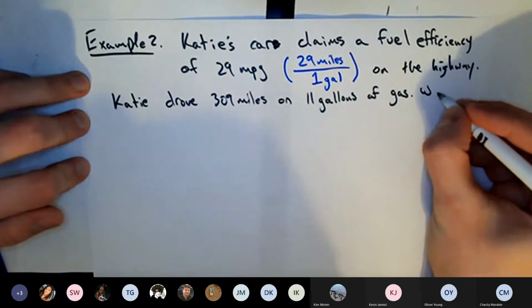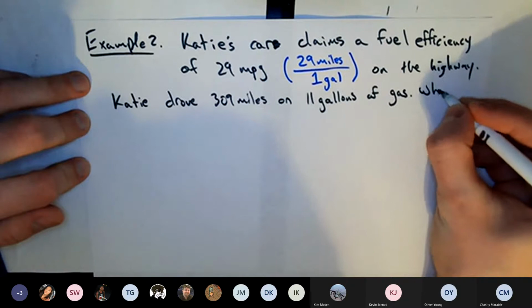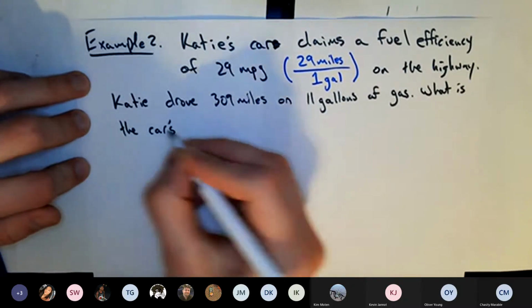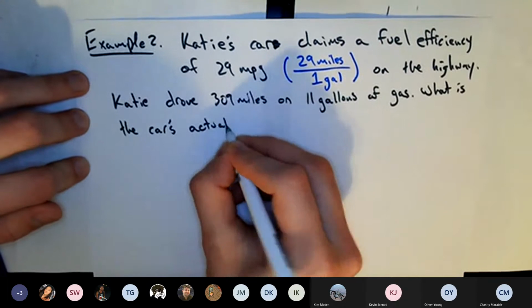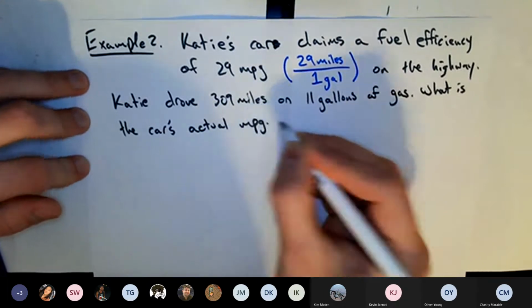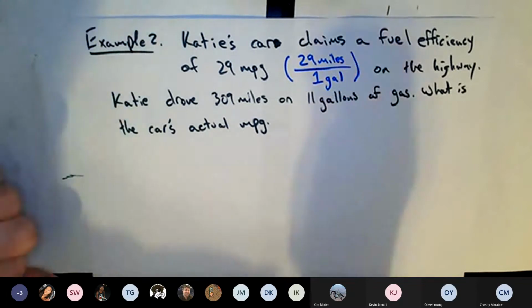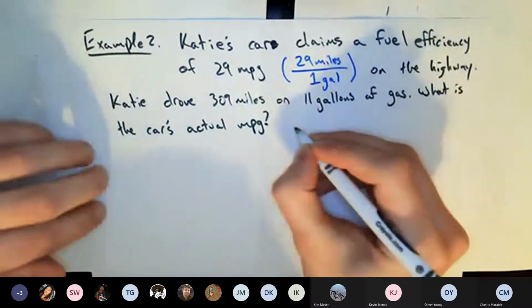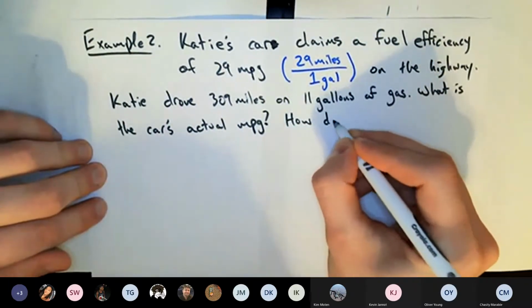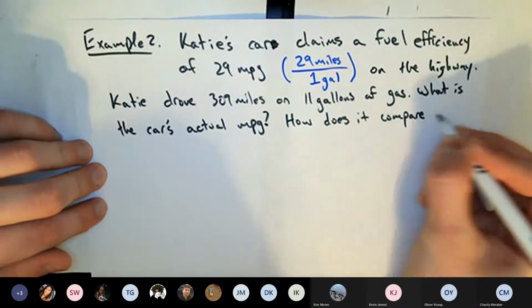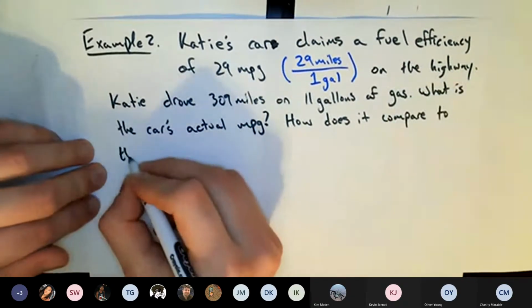So the question then is, of course, what is the question? What is the car's actual MPG? So like she went out, tested it, drove it 309 miles on the highway. That burned 11 gallons of gas. What is the car's actual MPG? How does it compare to the claim?